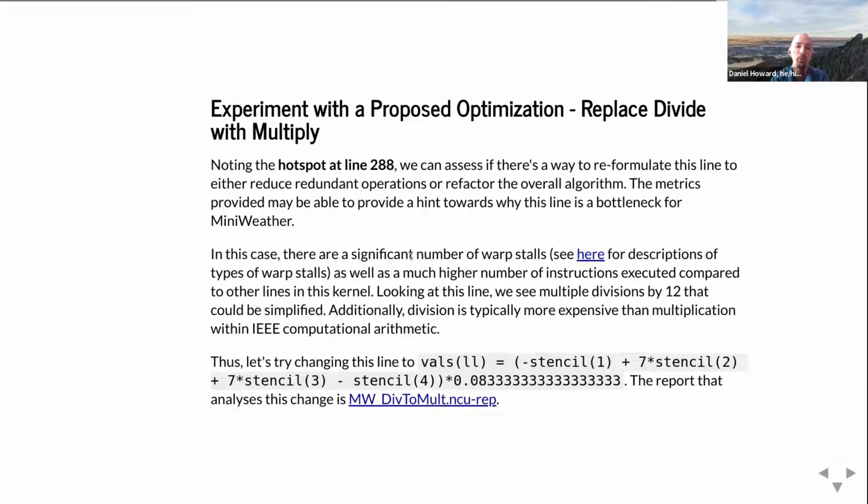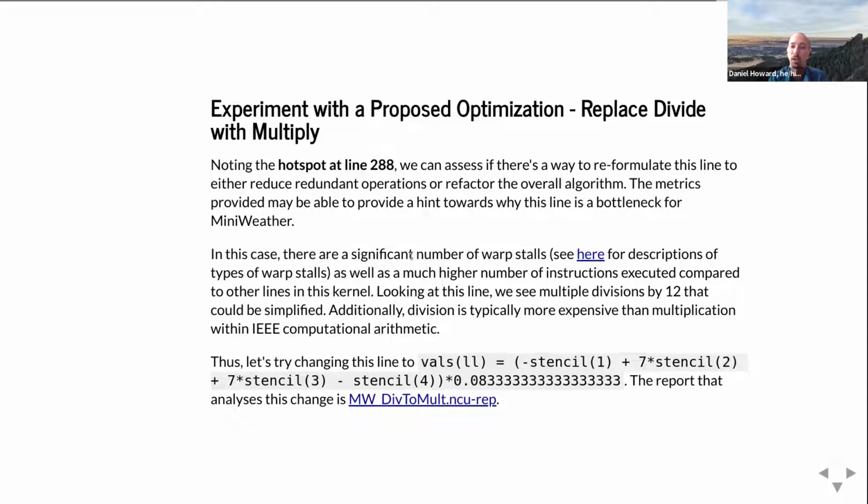we actually were able to make it go faster. When we looked earlier at that source section, we noted a hotspot at line 288. By seeing that there's an issue there, we want to investigate it and see if there's a way to reformulate that line to either reduce redundant operations or refactor the overall algorithm in which it's contained to improve performance in that particular kernel. The various metrics that you can look through in the report can provide hints towards why this line is a bottleneck. There are multiple strategies that could be taken to improve performance, but we'll just focus on this singular one here that I'll point out.